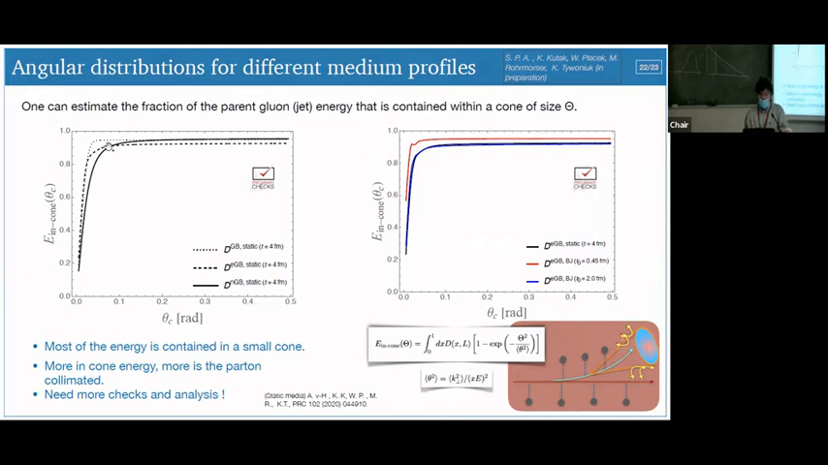So we arrived at this: most of the energy is still contained in the small cone, and more is the cone energy, more is the pattern collimated. But I should say that we need more checks and more analysis to conclusively say anything about this. The work is still in progress, and we just wanted to show what we are doing right now.